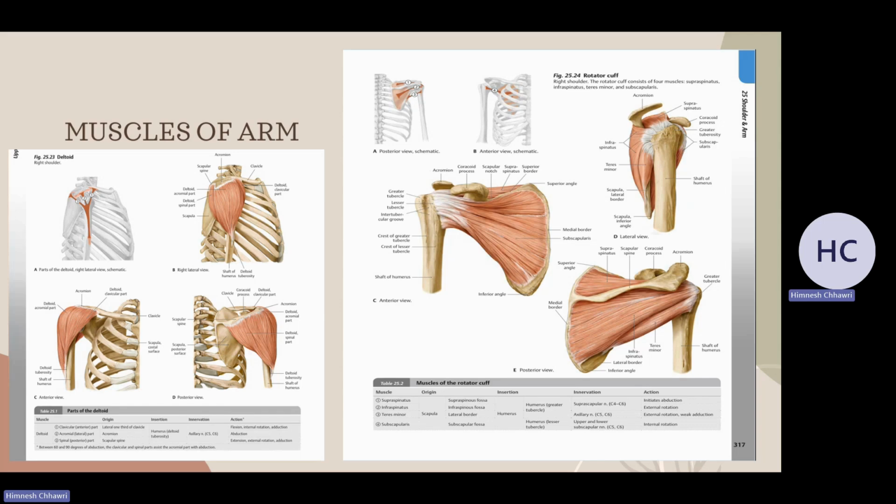Function is always origin pulls on insertion. For deltoid, origin, insertion. If this pulls, what will happen? The arm will be raised up, which is abduction. It's moving away from the body. When someone is abducted, they're moved away from where they belong. And adduction is getting added. It's moving towards. So when you pull the insertion, abduction.